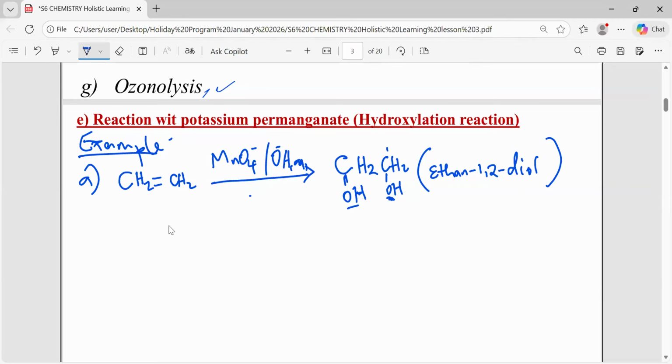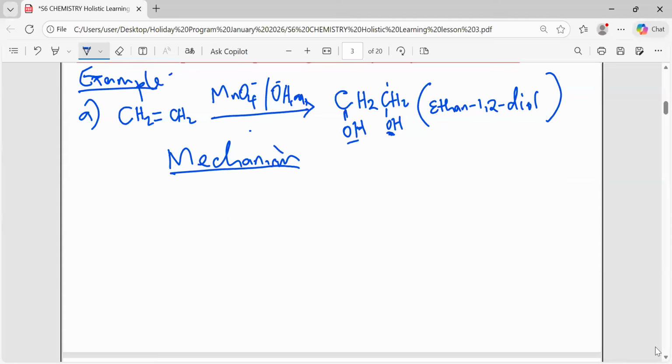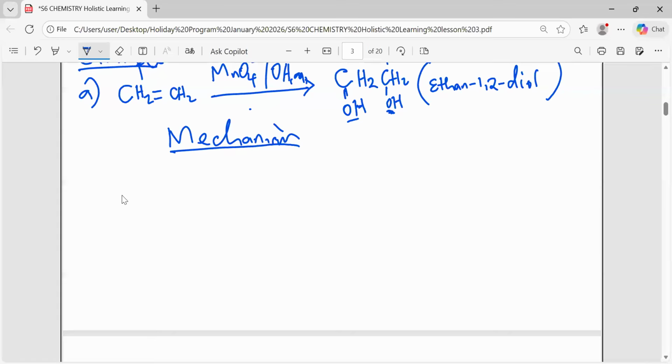Let's go to the mechanism very fast. The mechanism. Okay, you're going to take me through this mechanism very, very fast. Do you know the mechanism?